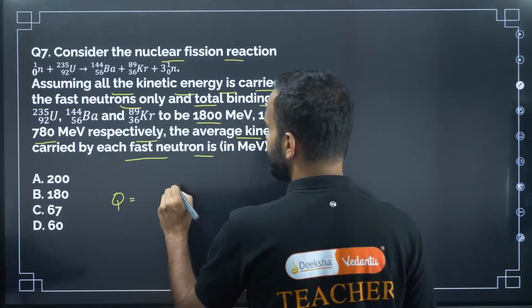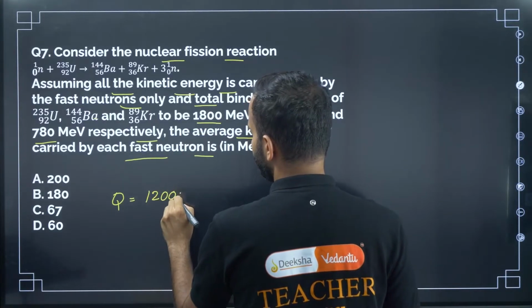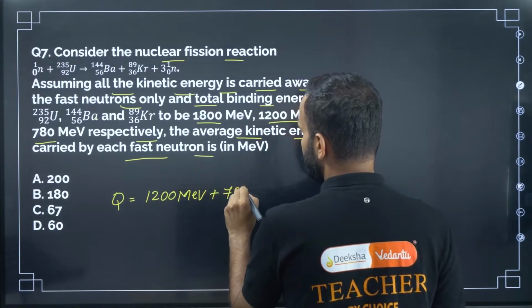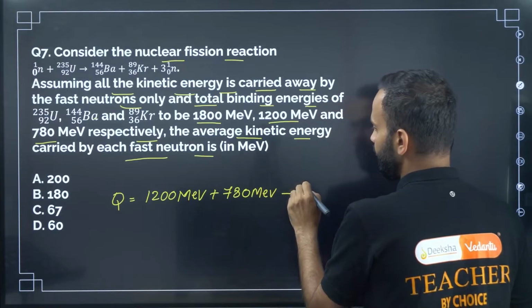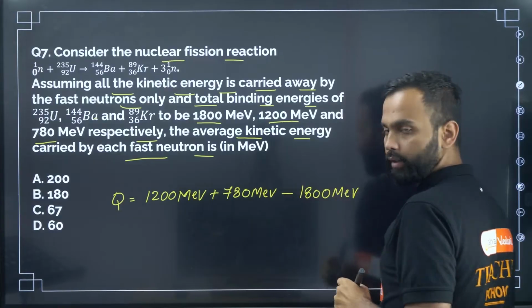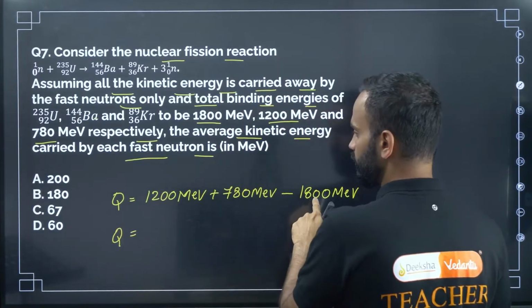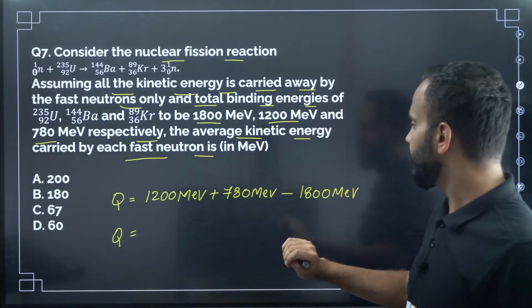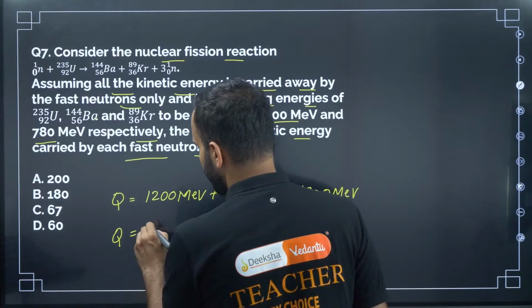Here the Q value is 1200 MeV plus 780 MeV minus 1800 MeV. So Q is equal to 1200 plus 780, which is 1980, minus 1800, that is 180. So 180 mega electron volt.